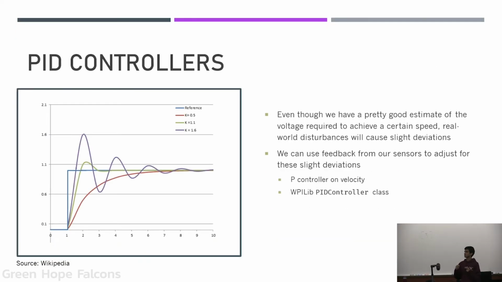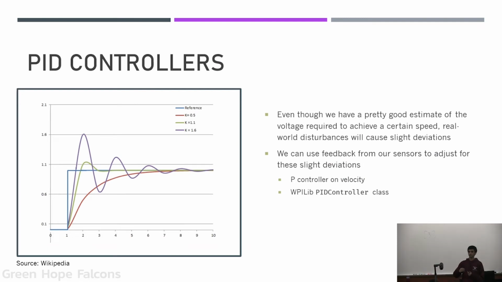And that key word right there is estimate, because it's just an estimation and there's always going to be some error. And we can correct that error using a PID controller. This has three terms: the proportional, integral, and derivative. For a velocity controller, we can ignore the I and D terms and just focus on the P term. What this does is it operates on something called error. So let's say we want to be going at 4.1 meters per second, but we're actually at 4 meters per second.